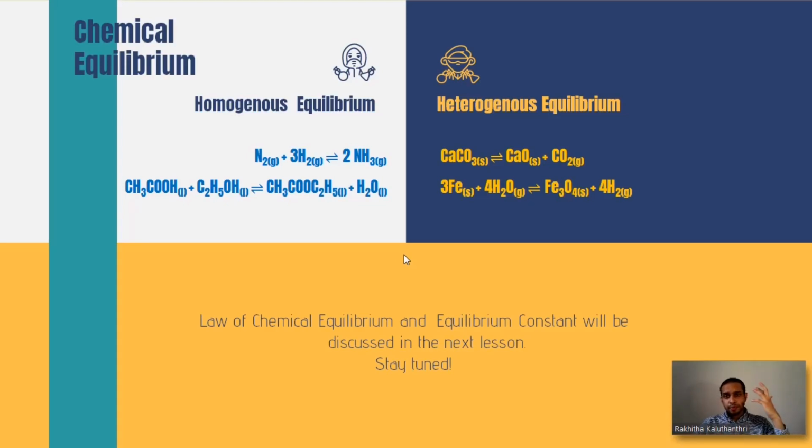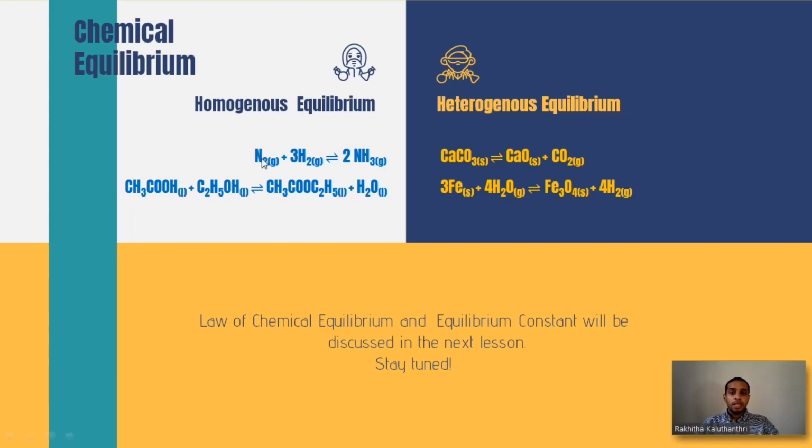Guys, science is quite simple, especially when it comes to terminology. If you ever see the word homo, it stands for same, and hetero stands for different. So homogeneous means same phase equilibrium, heterogeneous means different phases equilibrium. If all of the reactants and the products in a particular reversible reaction are present in the same phase, we call it a homogeneous equilibrium.